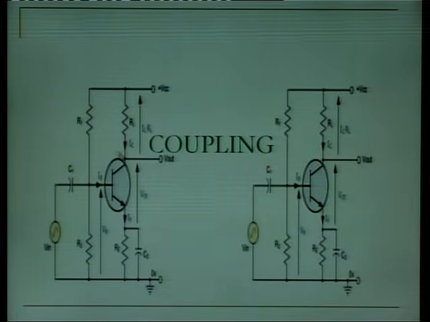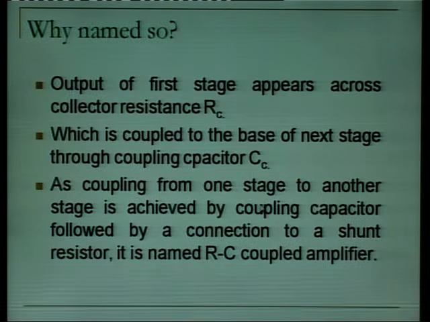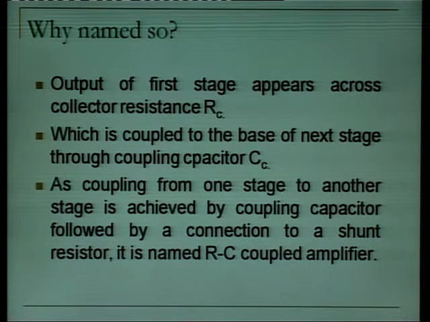In RC coupled amplifier, the first stage is coupled to the next stage through R and C. As your circuit diagram shows, this is your first stage and this is your second stage. The coupling is done through a coupling capacitor. Here at the output you have a coupling capacitor that is connected with two shunt resistances of your next stage. So this R and C is a coupling between these two stages. That's why it is named RC coupled amplifier. So now we can answer why RC coupled multi-stage amplifier is named so.